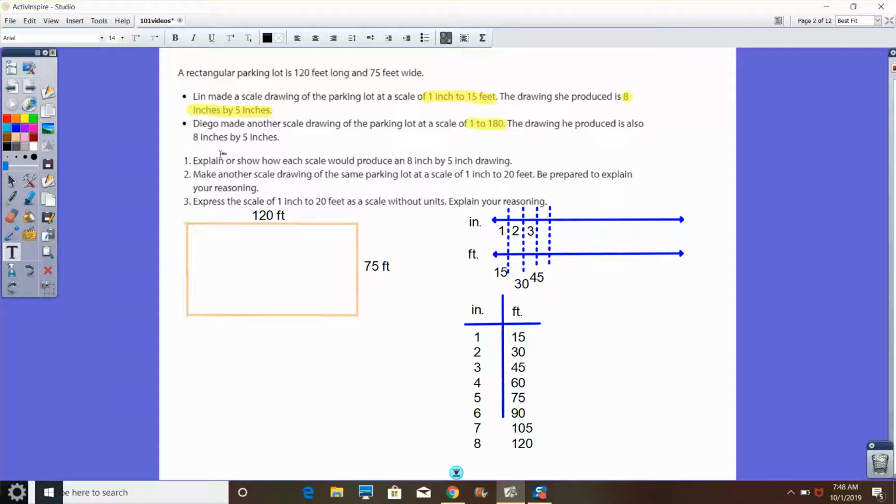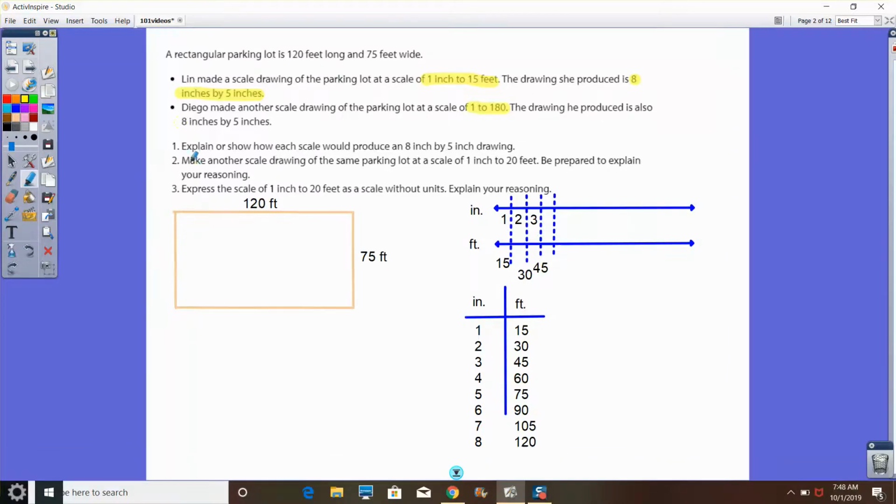Okay, now watch this. Diego, let's use this smaller number here just to show you what happened. 8 inches by 5 inches is the drawing that he ends up with. So let's use the 5 inches to show you. If his drawing is 5 inches, I'm just doing it below the scale here, corresponding from here to here, what would the number be here? Well, if every one is 180, 5 of them would be 180 times 5, which is 900.